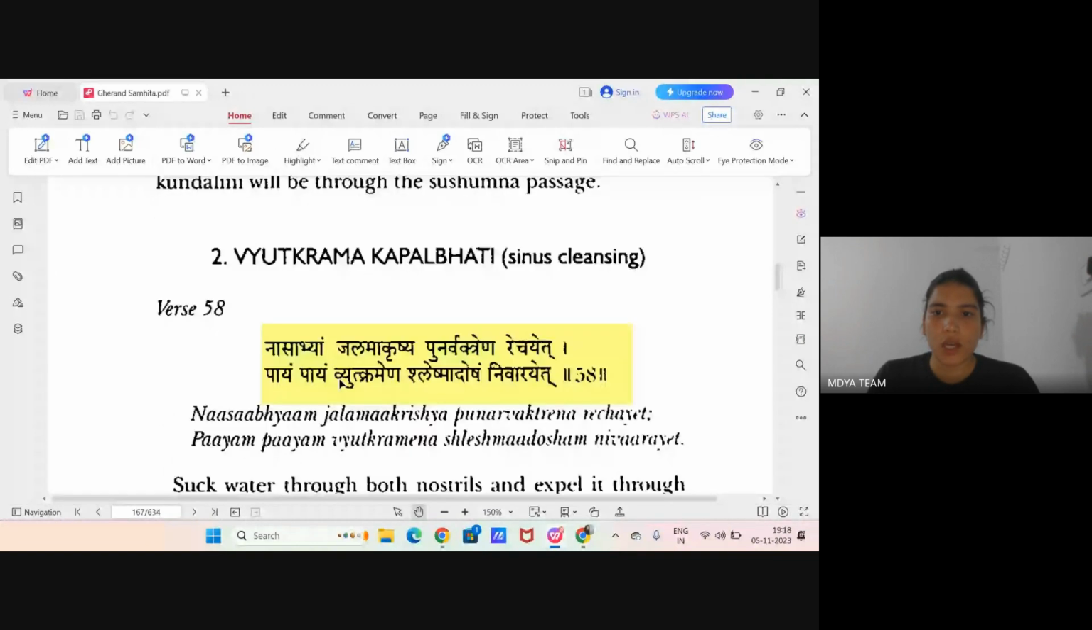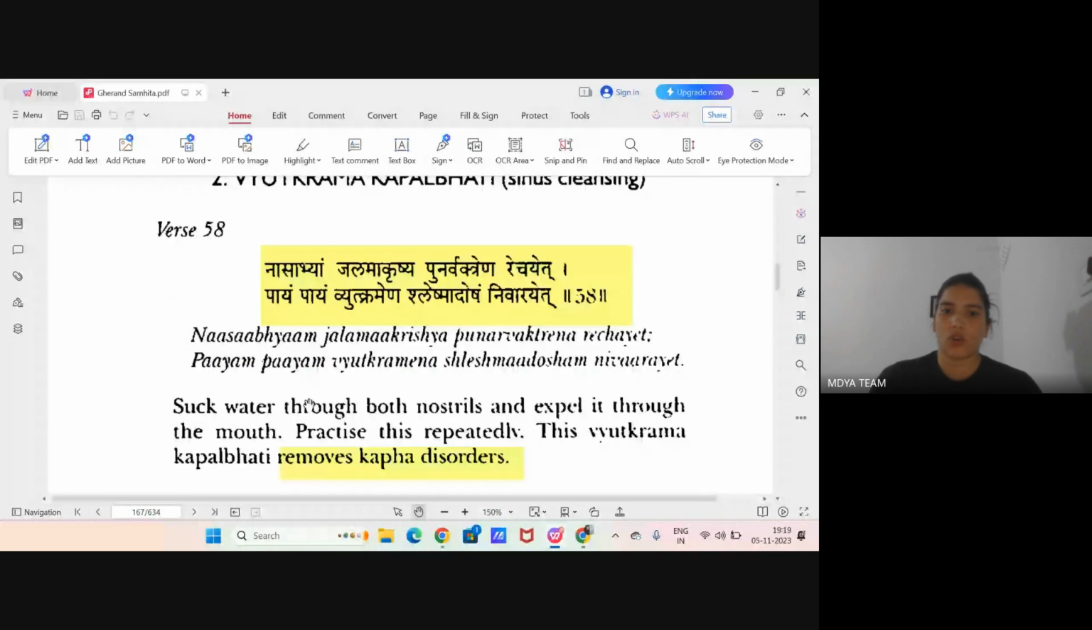Next is the Vyutakarma Kapalabhati, that is the sinus cleansing. Here we have to drink the water from the nose and you have to bring it out from the mouth. Here also keep in mind the water is lukewarm and salt is added in it, as we do in Neti. The same water should be used in all kinds of cleansing practice. So here, suck the water through both nostrils and expel it through the mouth.